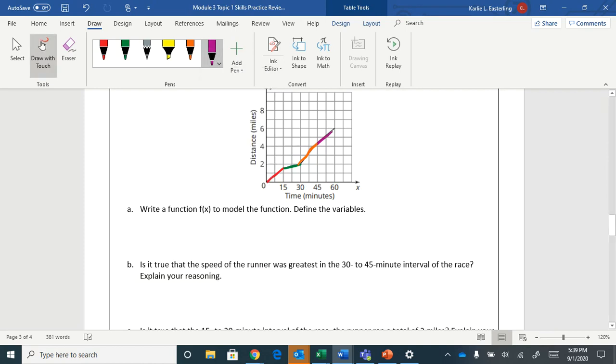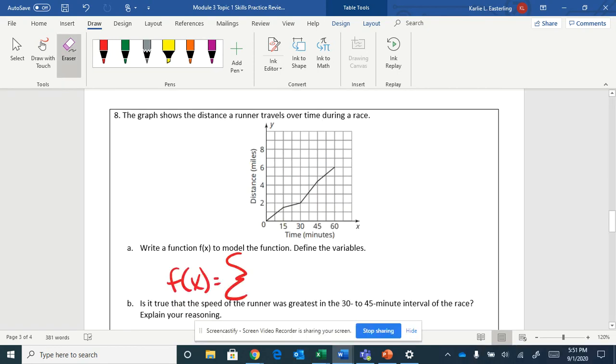And we're asked to write a function f of x to define the variables. So when we're asked to write the function, we're going to be doing exactly what we did earlier. We're going to be writing our f of x equals with our curly bracket here. Okay, so if we're looking at our first little piece right here, we're going to take that first little value and that last little value, and we're going to have to do that y2 minus y1 over x2 minus x1. So let's list those points.